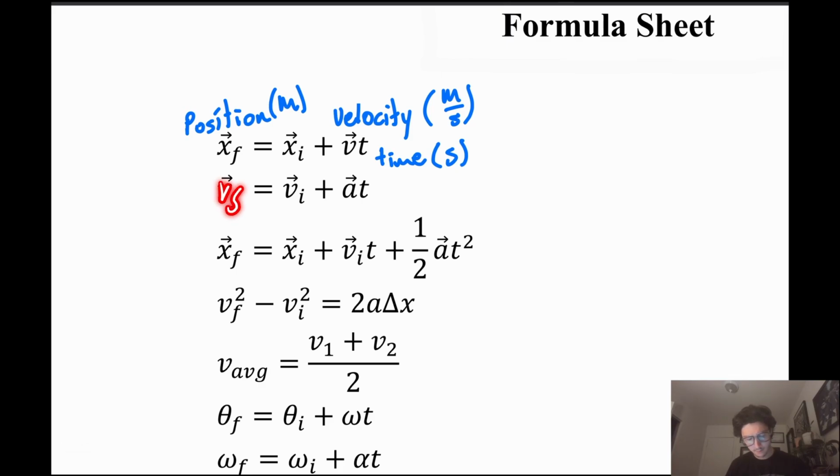If you're looking for the final velocity of an object, and you're given the initial velocity and an acceleration over a specific amount of time, this equation will help you find it. Or if any of these are unknown, say you have an initial velocity and a final velocity over some period of time, you can find the acceleration.